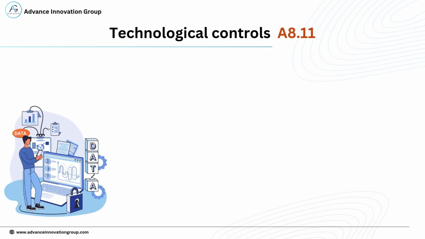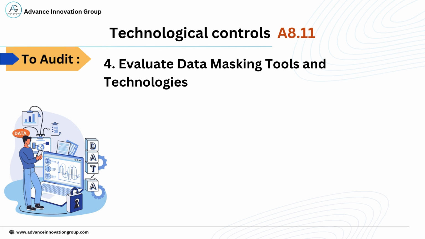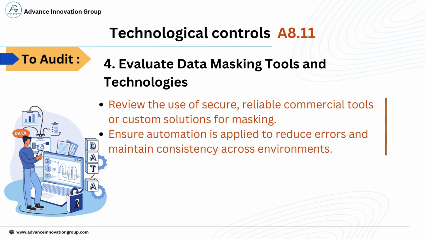Technological controls A8.11 to audit. 4. Evaluate data masking tools and technologies. Review the use of secure, reliable commercial tools or custom solutions for masking. Ensure automation is applied to reduce errors and maintain consistency across environments.